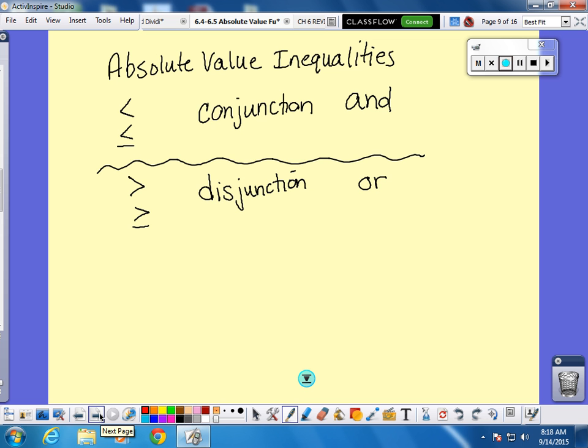All right, let's talk about inequalities. Greater than, less than, greater than or equal to, less than or equal to. This is the part you need to write down and memorize so that you'll know what to do, what words to use, and how to do the graph. Let you have a minute to write all that down.